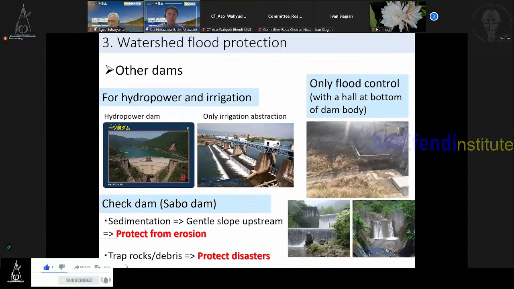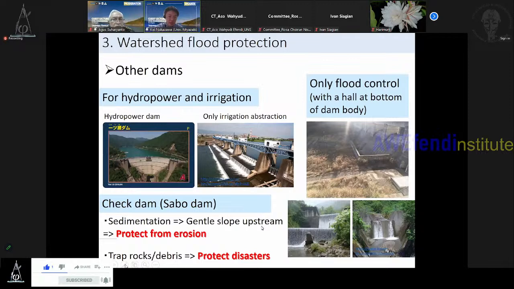Okay, so I'm going to explain the other dams. As I stated, dam is used for many purposes like hydropower generation and irrigation. And I explained the dams for only flood control, flood protection. So you can see at the bottom of the dam, there's a hole.